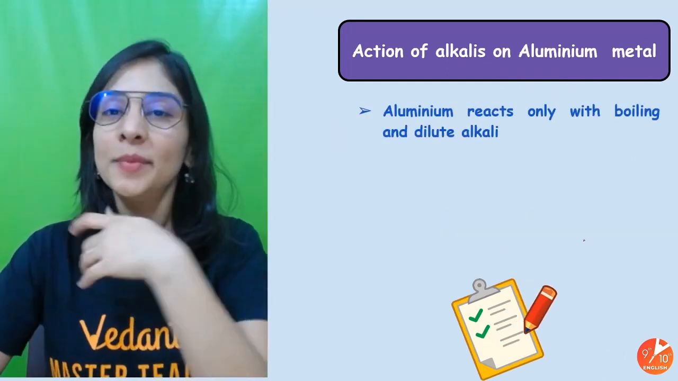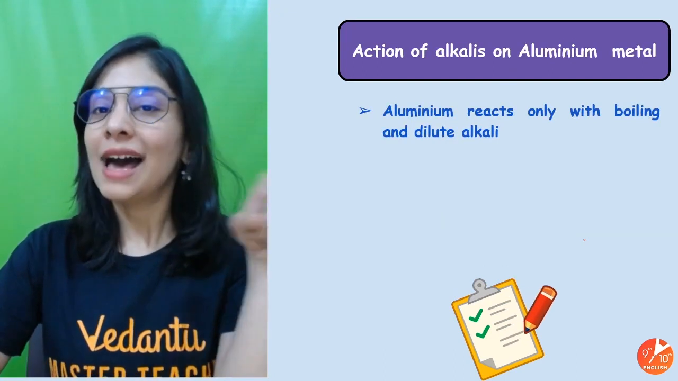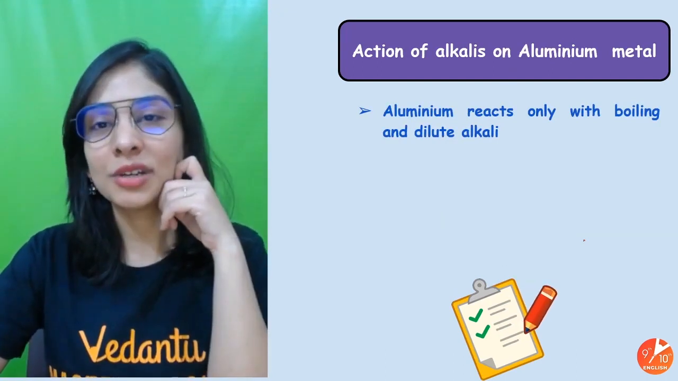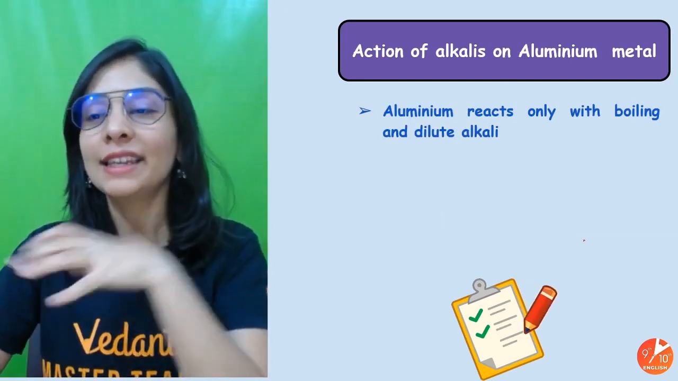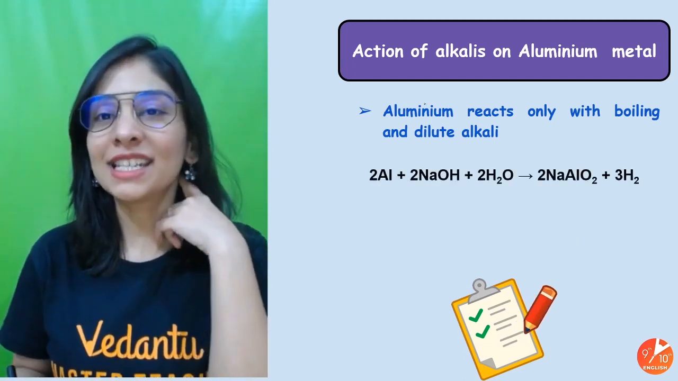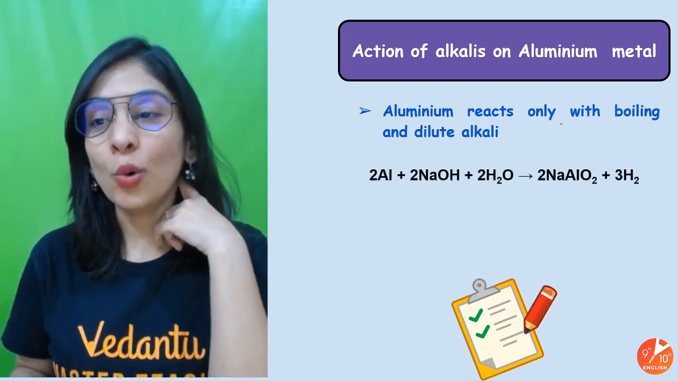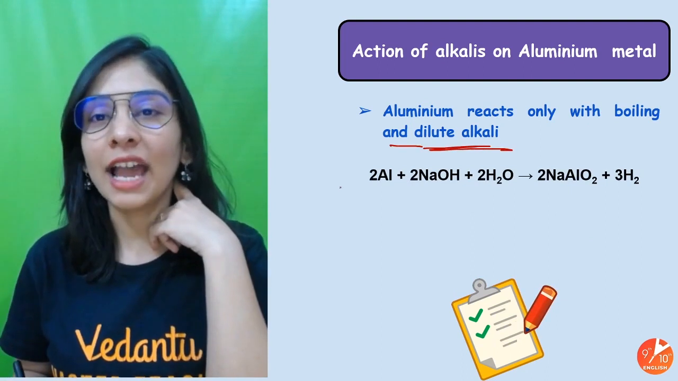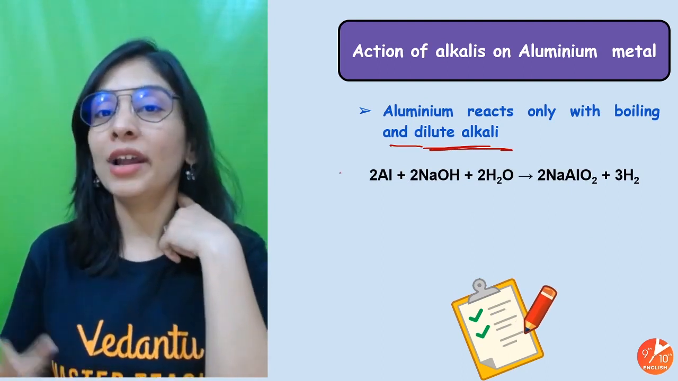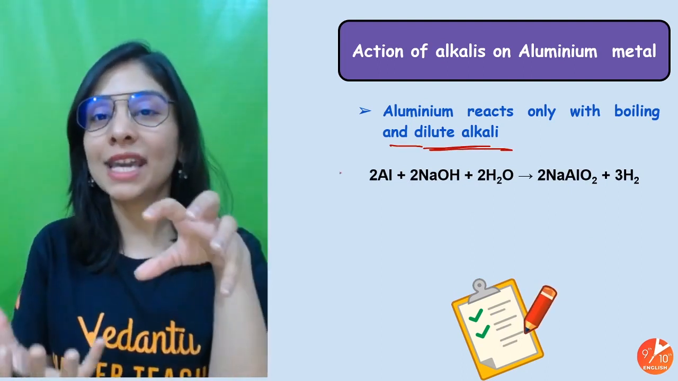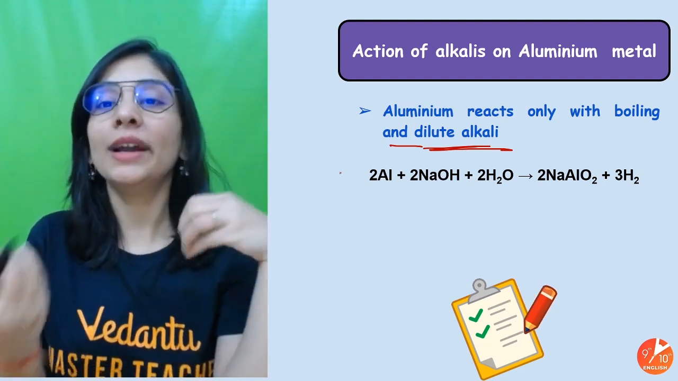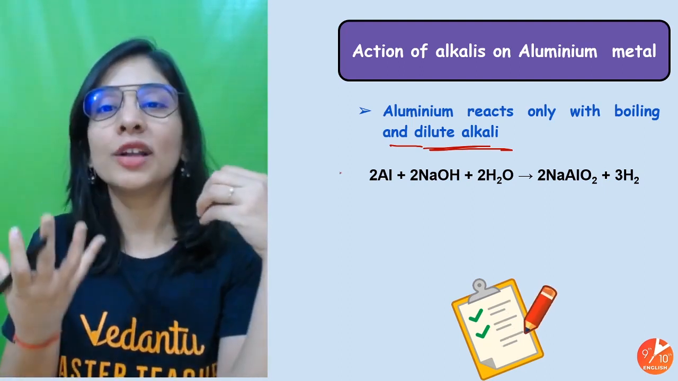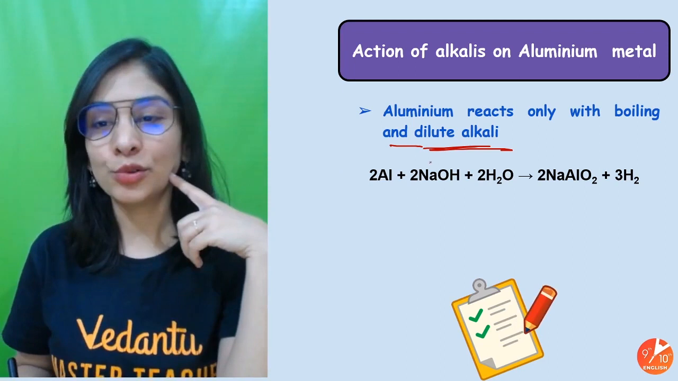What about other metals also? Let's talk about how my aluminium is going to react with the alkali. So look at this, what is written. Aluminium reacts only with boiling and dilute alkali. Boiling and dilute alkali means we have to take the alkaline mixture in boiling form, which means we have to provide so much heat, and in diluted form.